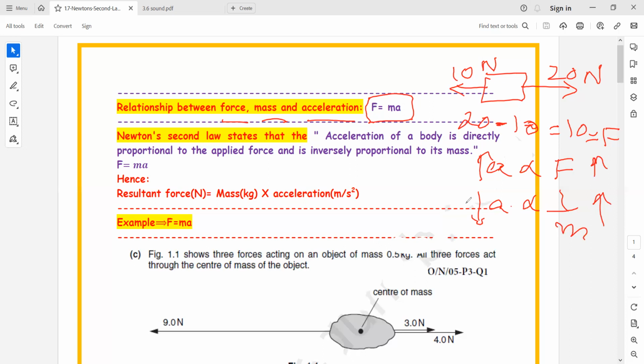The statement for this is, you can see, the acceleration of a body is directly proportional to the applied force and inversely proportional to its mass. And F is equal to ma. Hence, resultant force is always measured in Newton, mass in kg, and acceleration in meter per second square.